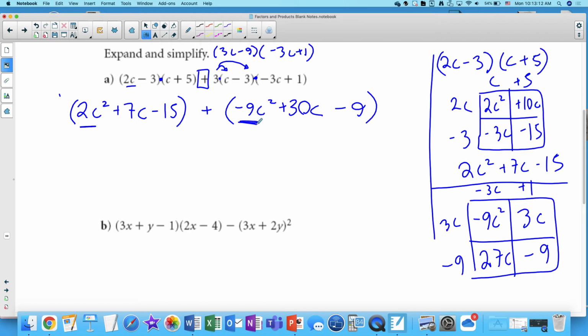So that's going to give me 2c squared minus 9c squared is negative 7c squared. And then 7 plus 30 is plus 37c. And negative 15 minus 9 is minus 24.